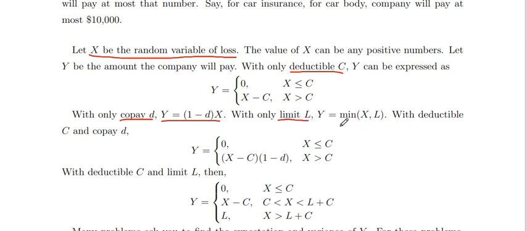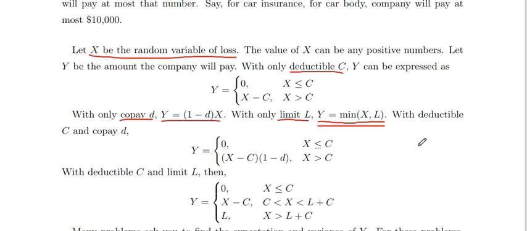so limit, we also can check this. We can put the limit as the minimum of X and L. So if L is the limit, say L is 20,000, and the damage is less than 20,000, they will pay X. So here we only consider the limit, and do not consider the deductible or copay. So here the company will pay all.